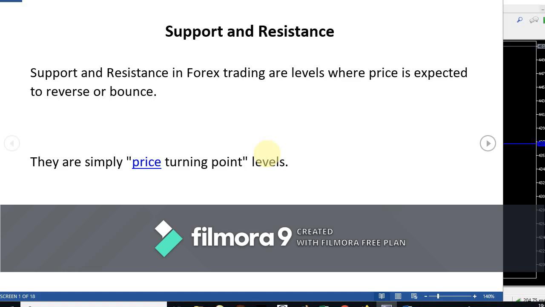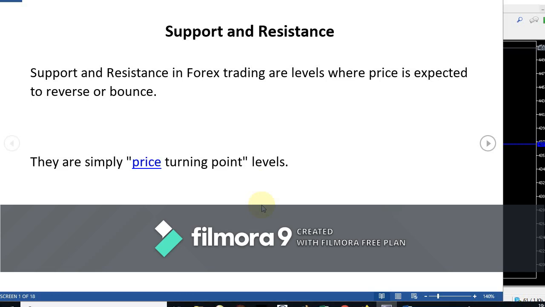Today we'll be talking about a very important aspect of technical analysis, which is support and resistance. Support and resistance in trading is very, very important for every trader. It is a very important aspect of trading that every trader must put into consideration.